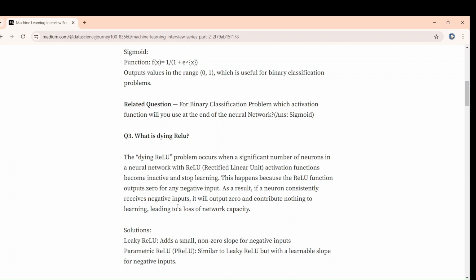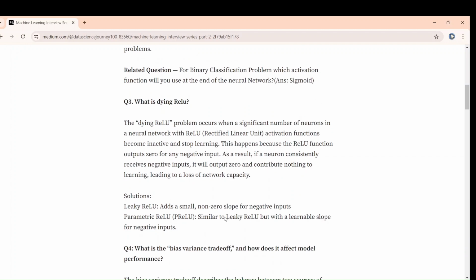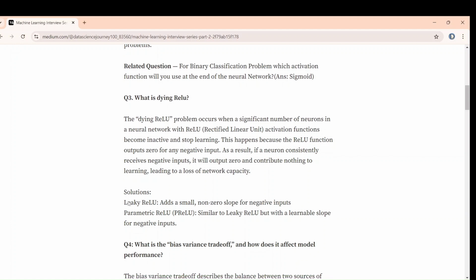Now, how can we solve this problem? The solution is don't make them zero for negative inputs. Instead, give some small non-zero slope, some alpha value. Typically it is 0.01. Or you can use parametric ReLU. Parametric ReLU means there is a learnable slope. Leaky ReLU is a fixed slope, alpha 0.01, whatever it is, this is fixed. But you can give some learnable slope also, which learns for negative inputs. Just don't set them to zero because they will stop learning. Instead, you can use leaky ReLU or parametric ReLU. There are different other types also. So you understand what dying ReLU is and what the solutions are.